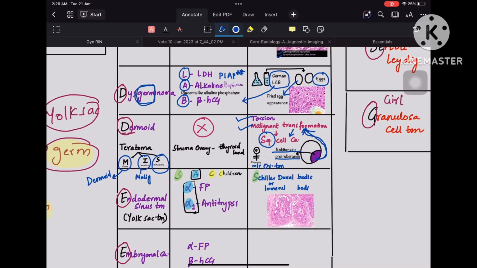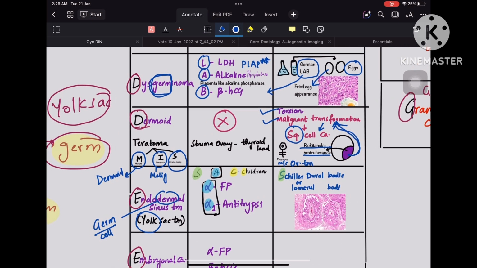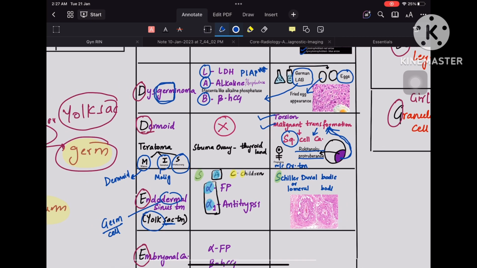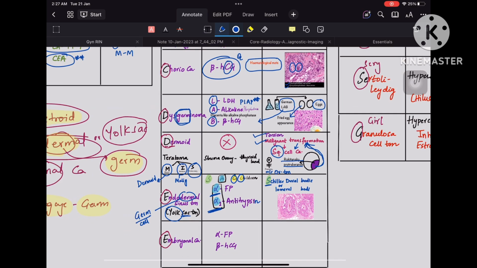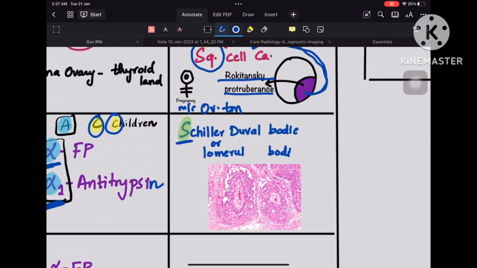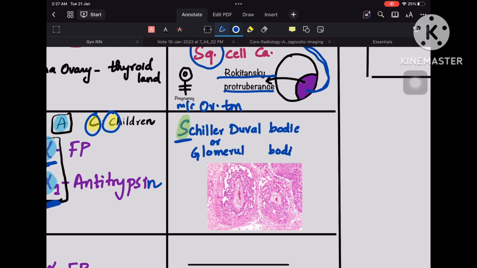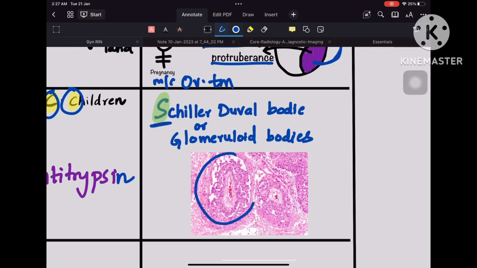Coming to the endodermal sinus tumor. Endodermal sinus tumor, D for germ, that is in the germ cell tumor, and it is otherwise called yolk sac tumor. The mnemonic for yolk sac is SAC. S is for Schiller-Duval bodies, and A is for two alphas, alpha-1 antitrypsin and alpha fetoprotein, and C is for children. It is the tumor that occurs in the childhood age group. So these are the Schiller-Duval bodies, otherwise called glomeruloid bodies on the histopathological images.